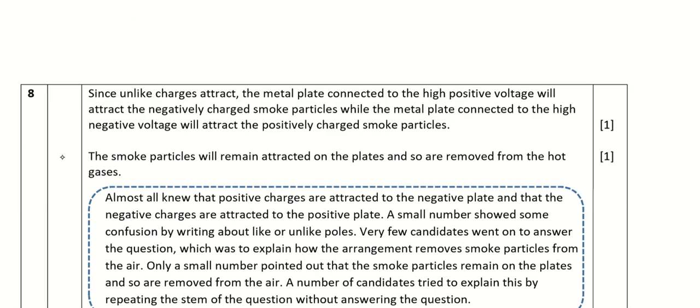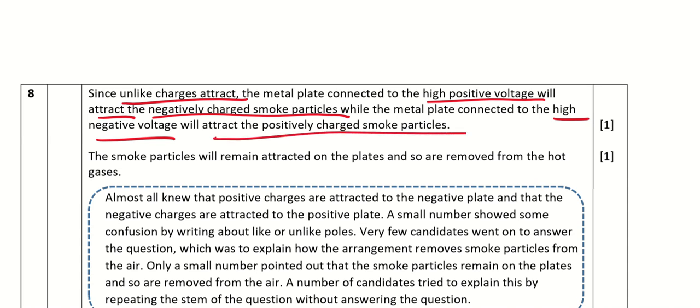Since unlike charges attract, you need to state this. The metal plates connected to the high positive voltage will attract the negatively charged smoke particles, while the metal plate connected to the high negative voltage will attract the positively charged. Now, this is still one concept, so that's why only 1 mark. Okay, then the smoke particles will remain attracted on the plates and so are removed from the hot gases.